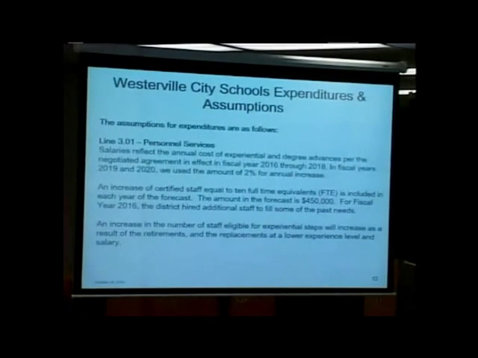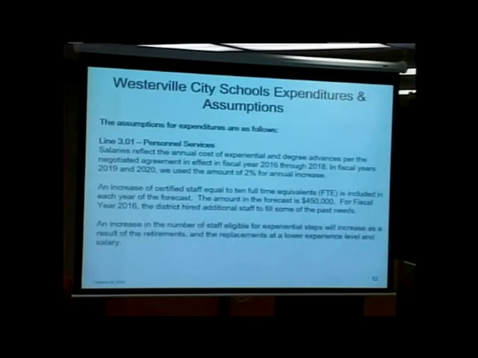The middle one, included in each year, is the forecast. The amount forecasted is $450,000. If you remember, we put that number in there each year so that Dr. Kellogg, if he needed to hire staff, it was the equivalent of 10 teachers at a master's 3. It didn't have to be teachers we hired, but that was the number. That's how we come up with the $450,000.